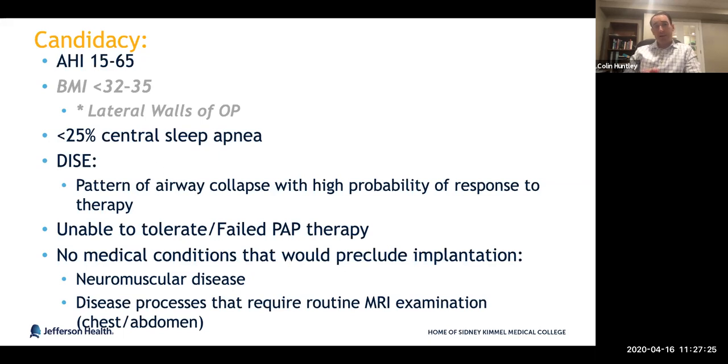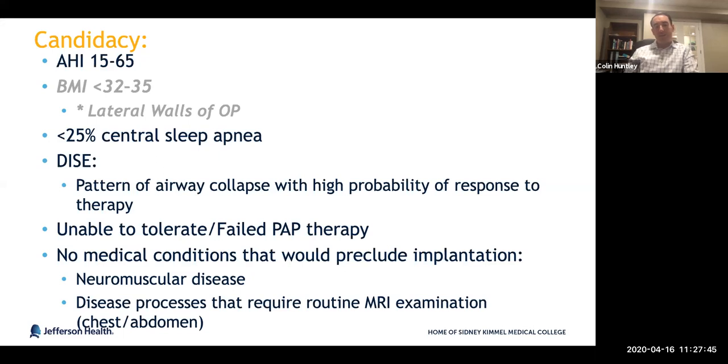On a sleep endoscopy, and I'll show a couple of videos here in a second, there is a pattern of collapse with a high probability of response. That's kind of a vague statement intentionally. The insurance companies will say lack of complete concentric collapse on drug-induced sleep endoscopy at the level of the velum.